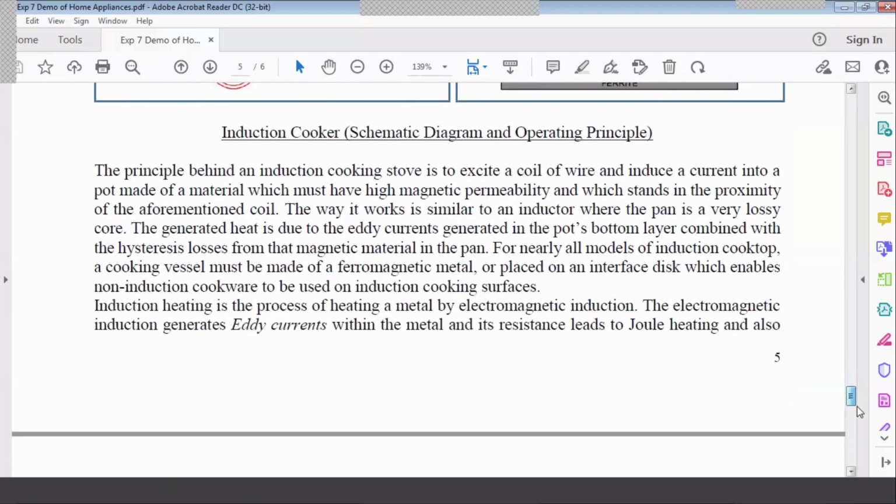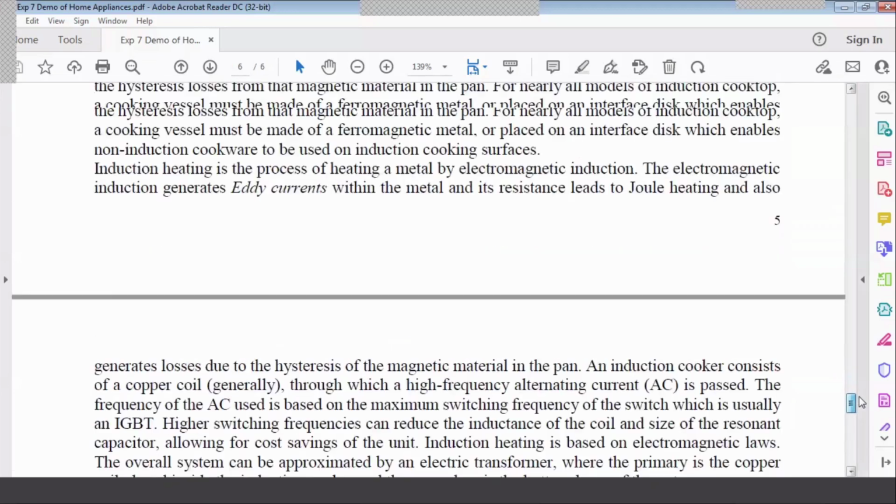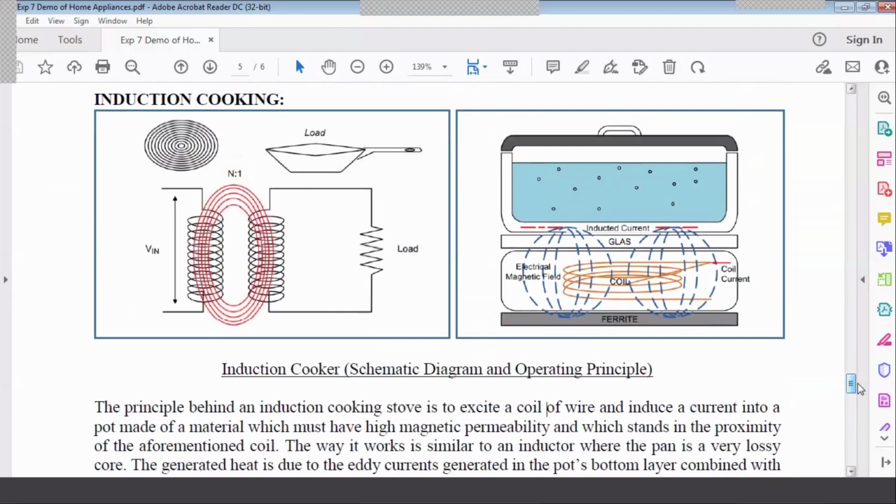Now we require to generate the eddy currents, and we require to give high frequency supply to this coil. So we'll use one IGBT, insulated gate bipolar transistor, which will switch our frequency. When we give the supply, it has 50 hertz frequency, but it will be increased by the IGBT, and we give it as a high frequency supply to this coil.